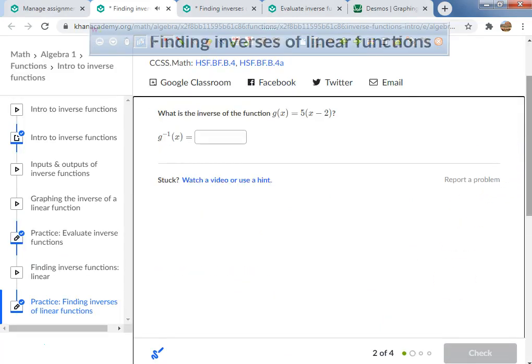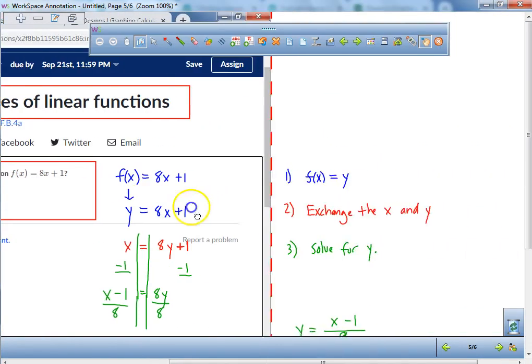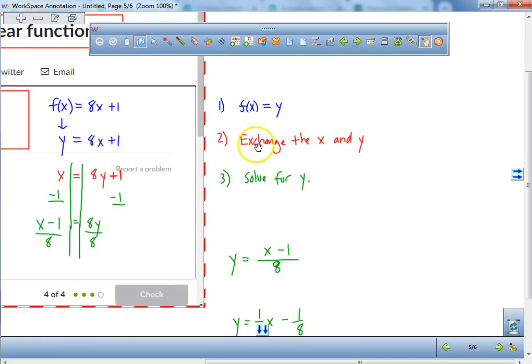Okay? So, in review, everybody, what are the steps that you need to do? Change f of x to y, then do what? And then solve for your new y. And those are the steps.